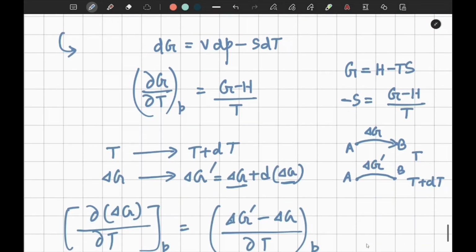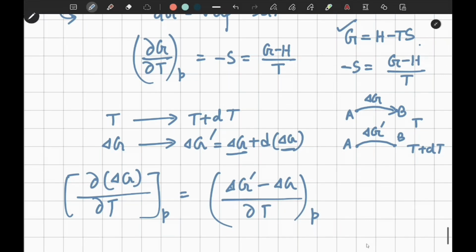So how can you start that? Let's say you know dG equals VdP minus SdT. So eventually from this equation you can write this as minus S, and you know G is equal to H minus TS. So minus S will be (G minus H) by T. So this is the relation.